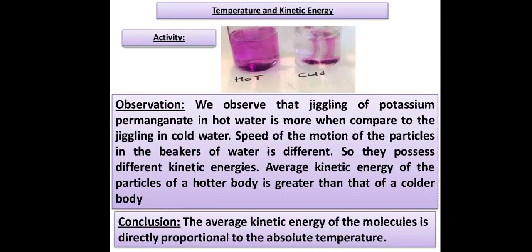So we can conclude that the average kinetic energy of the molecules or the particles of a hotter body is greater than that of a colder body. Temperature of a body is an indicator of the average kinetic energy of the molecules of that body. So we can conclude that average kinetic energy of the molecules is directly proportional to the absolute temperature.